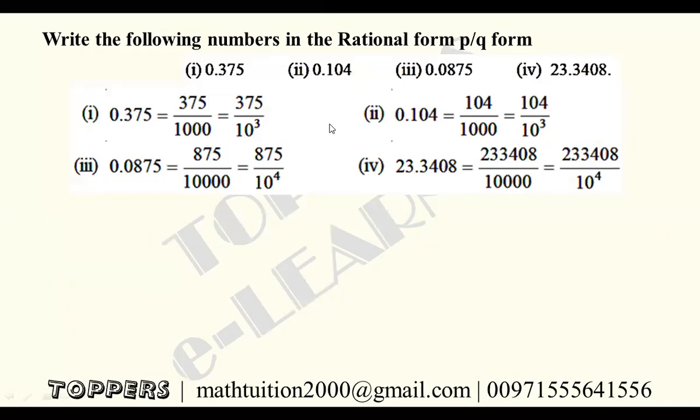Now, these numbers, that 375 by 10 raised to 3, we can simplify to their simplest form by taking away the common factors. So for that, we can prime factorize the numerator and denominator, and the common factors we can take away.